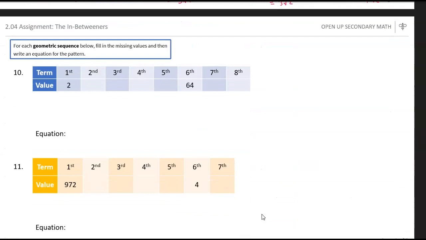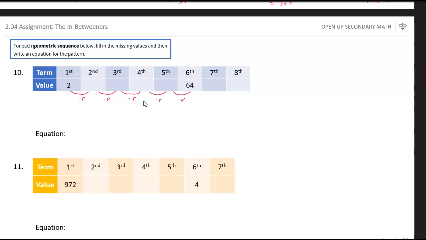This says, for each geometric sequence below, geometric, we know we're going to be multiplying, fill in the missing values and then write an equation for the pattern. All right, so we remember how to do this. We said we're going to take steps up each time, and we know we're going to multiply by the same thing every time. So we'll just call it R for ratio, common ratio.